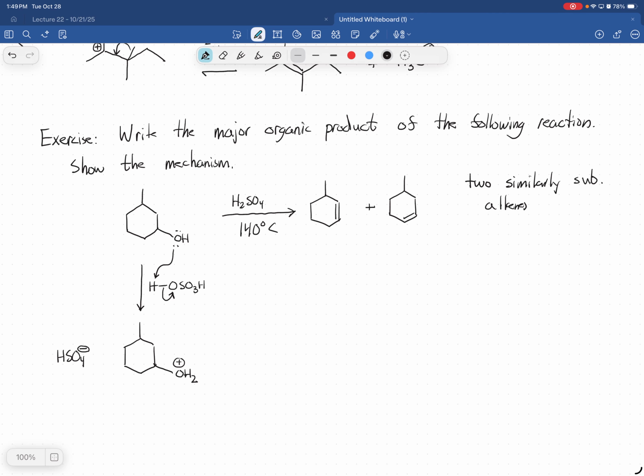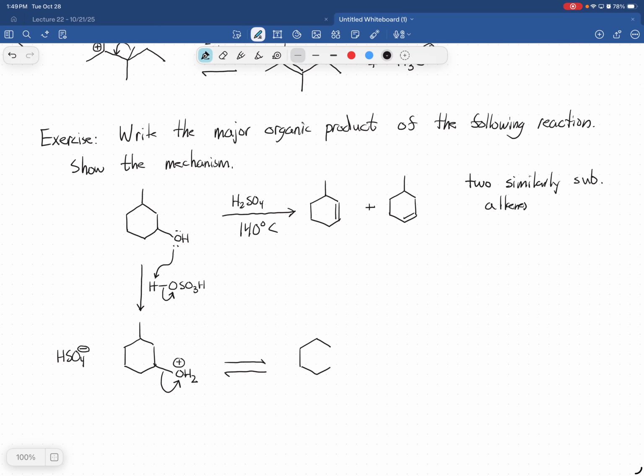All right. So this is a secondary alcohol, right? So it's going to proceed through which mechanism? E2 or E1? All right, I think I heard one. E1, right? Because it's a secondary carbon. So let's have water leave. Okay. Now we're going to have a carbocation.